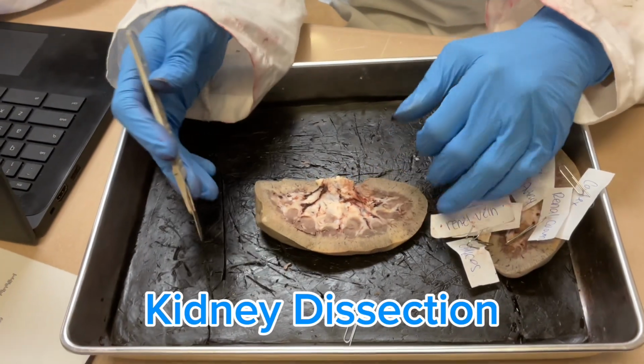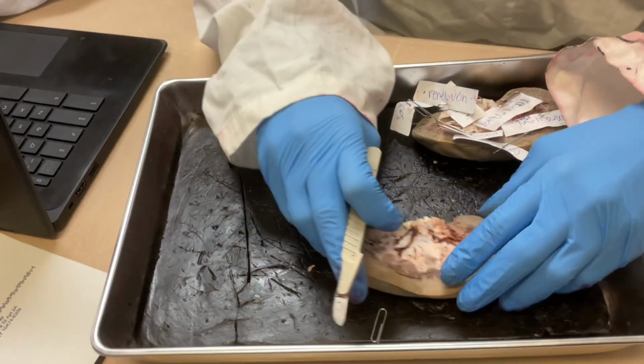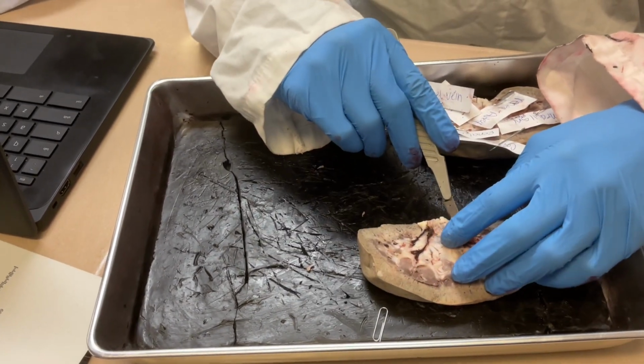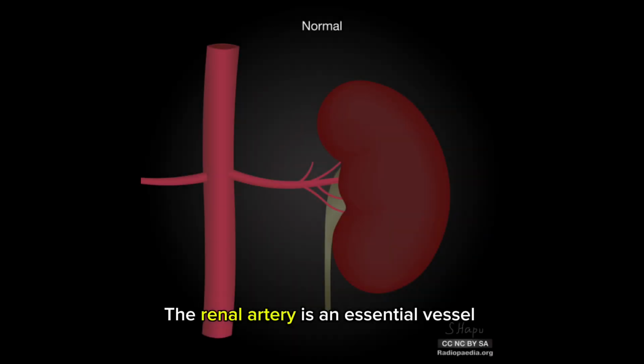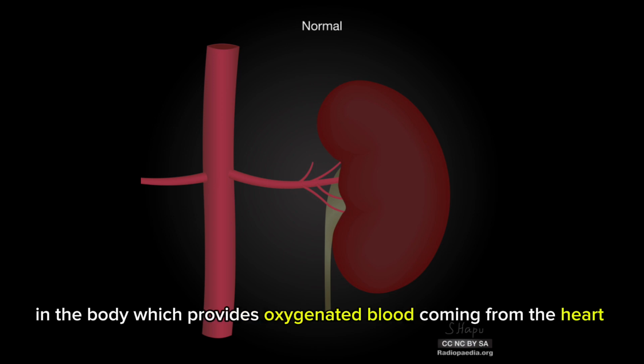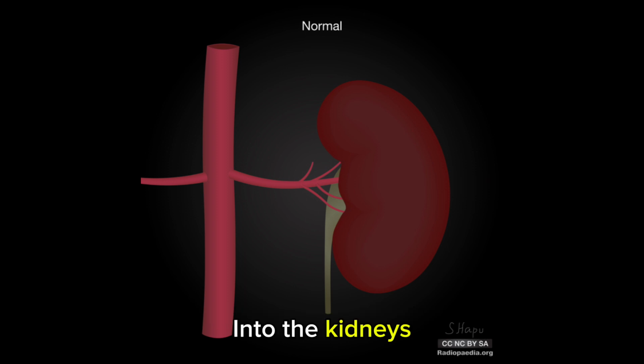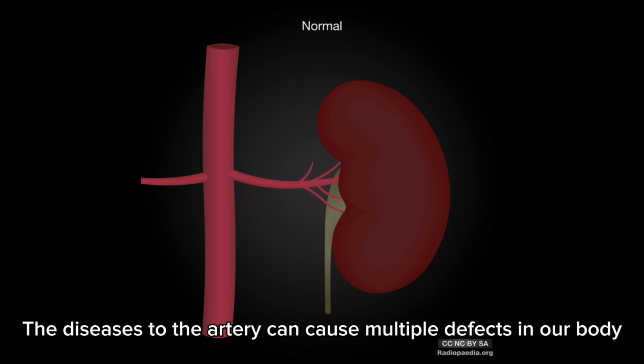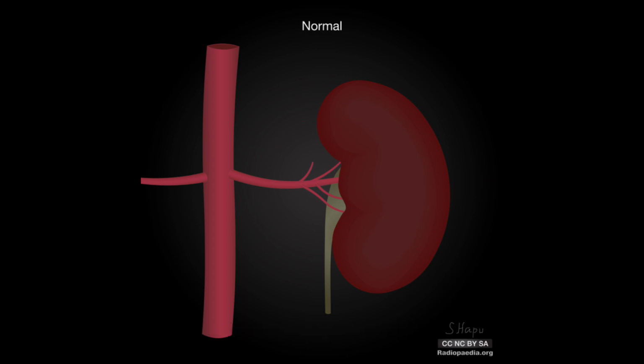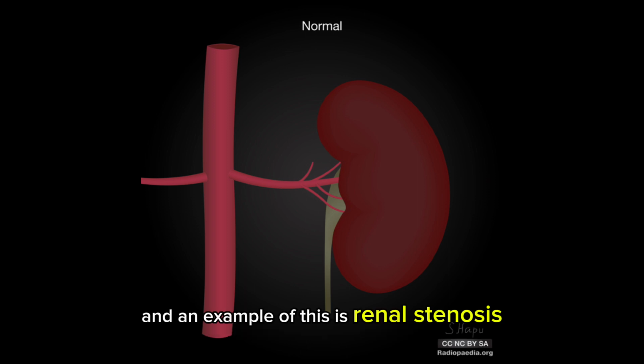Here we have a kidney. Here is the renal artery. The renal artery is an essential vessel in the human body which provides oxygenated blood coming from the heart into the kidneys. The diseases to the artery can cause multiple defects in our body, and an example of this is renal stenosis.